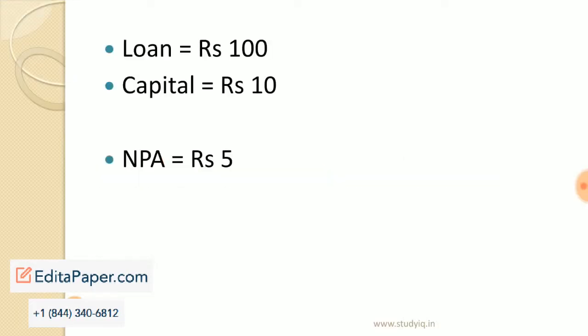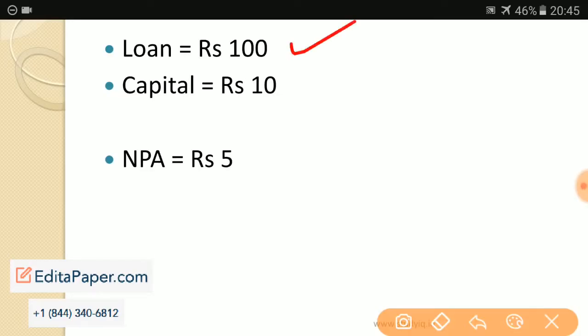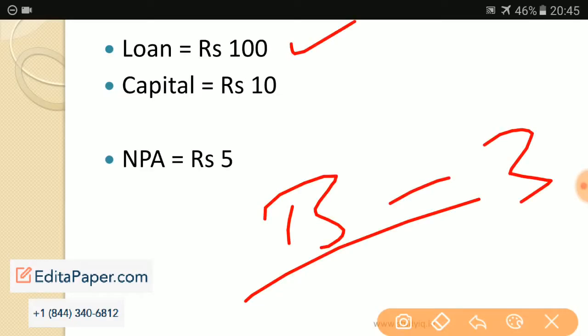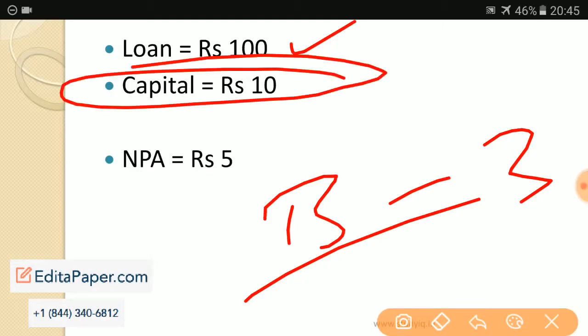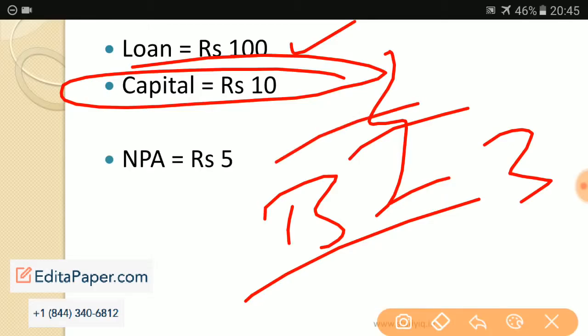Let us consider that there is a loan of 100 rupees. So obviously under the Basel III norms, 10% need to be maintained as capital base, and so we have a capital of 10 rupees. Fine. This is the current scenario, and just keep this example in mind till the end of this lesson, because I will be referring to this example again and again.